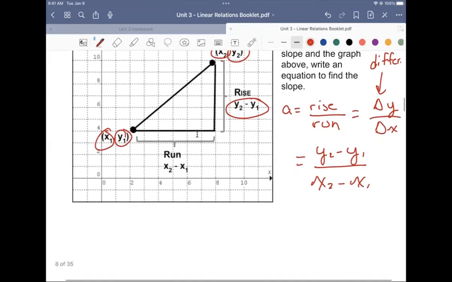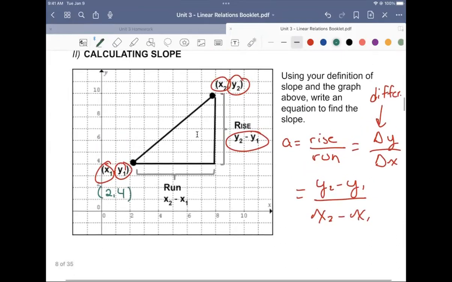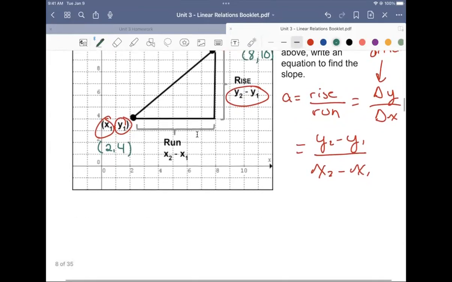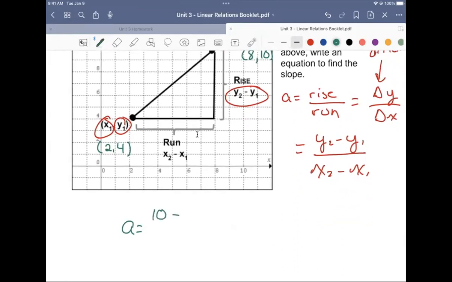So say, for instance, I told you that this value was 2, 4. Well, I'm not telling you that. We can pick it up right off the graph. And here was 8, 10. If I wanted to determine what the slope was, I would take a look at my second y value, which is 10, minus my first y value, which is 4.